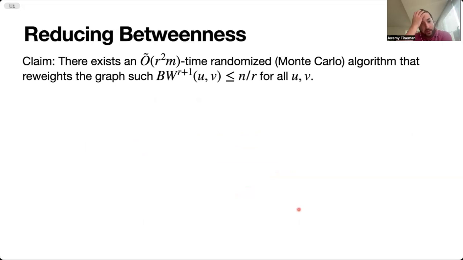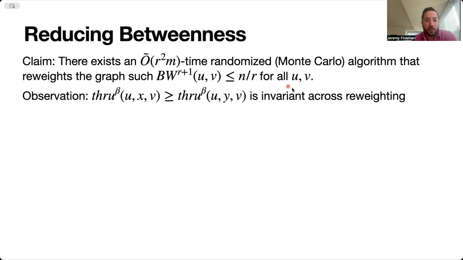And as I mentioned, the first component of the algorithm is to reduce the betweenness. And I claim that there's a randomized algorithm that has a running time of R squared n that reweights the graph so that the betweenness for all pairs of vertices is at most n over R. So why is this true?